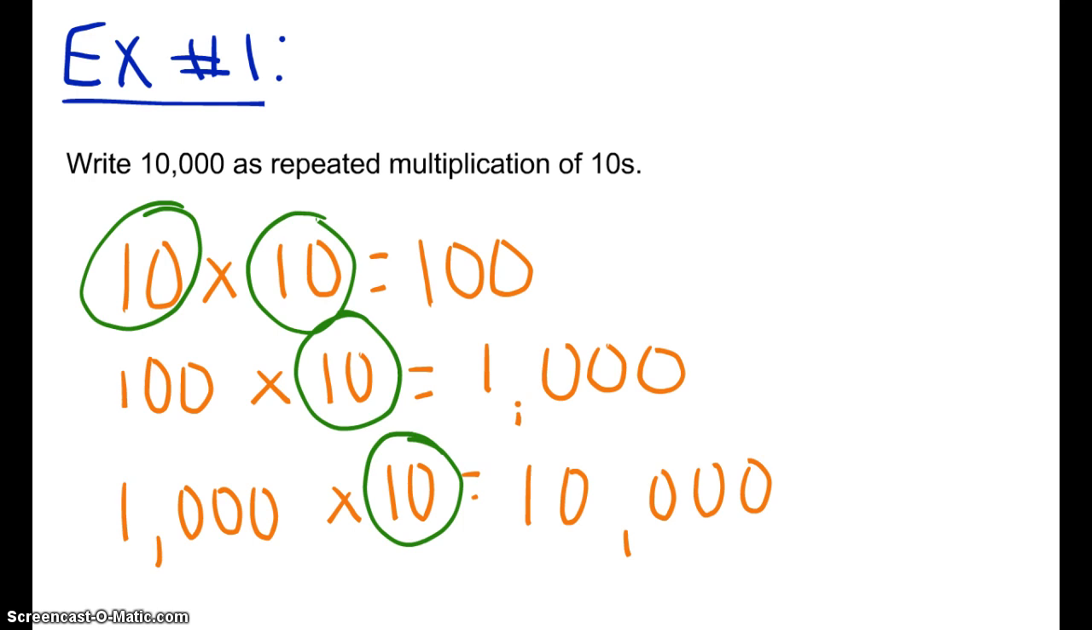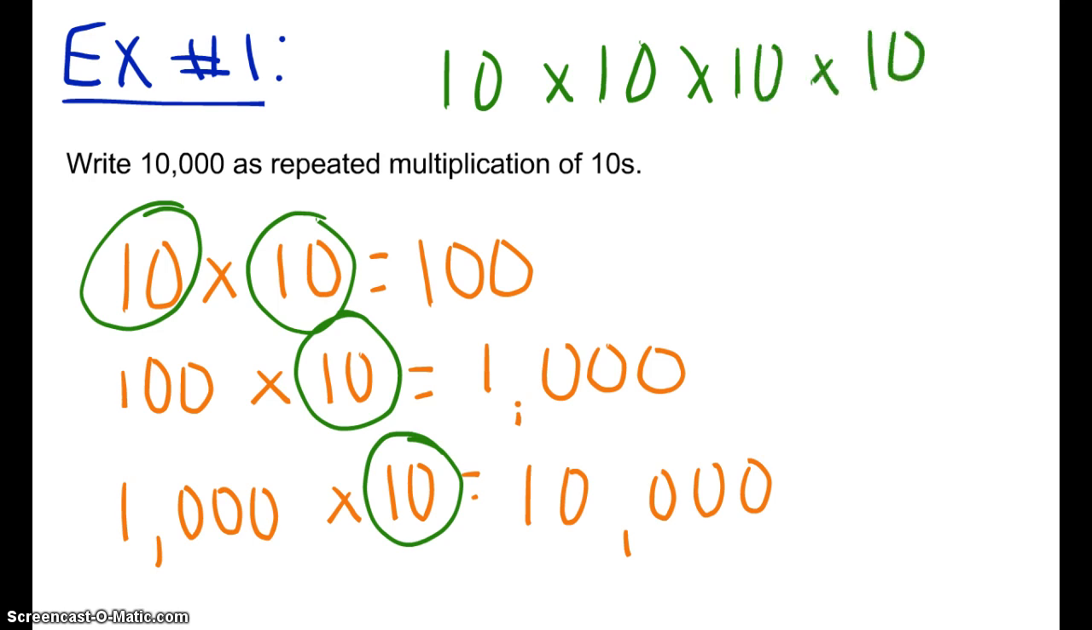So to write that, I would write 10 times 10 times 10 times 10, which they did not ask us for exponential form, but just to show you, if they did, that would be 10 to the 4th power, because we have 1, 2, 3, 4 tens.